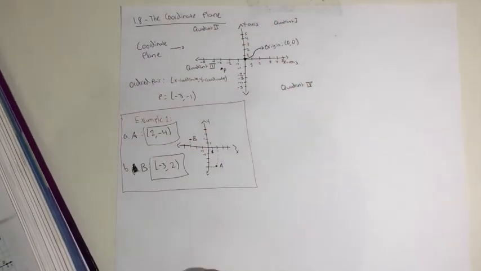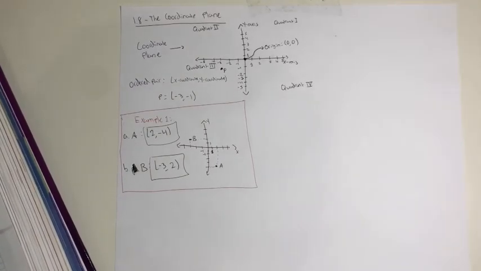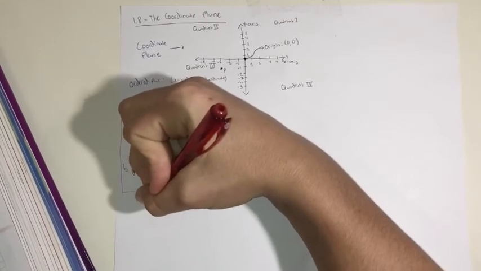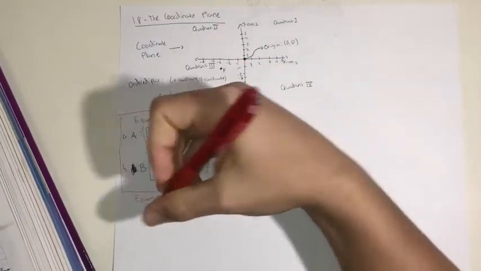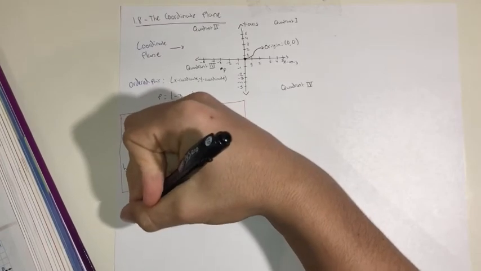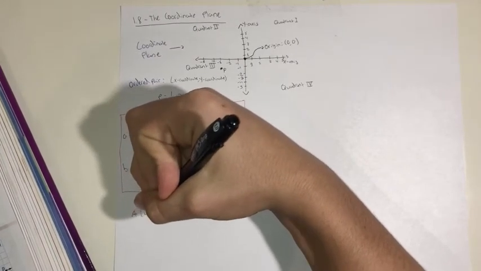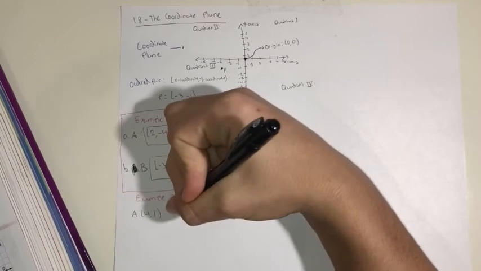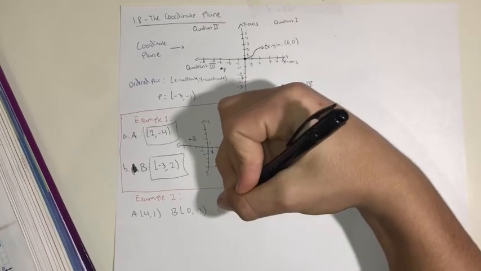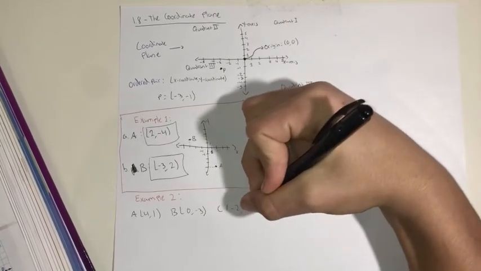So, example 2 is giving us certain points and telling us to plot them on the coordinate plane. So it gives us point A, which is (4, 1), point B, which is (0, -3), and C, which is (-2, -5).